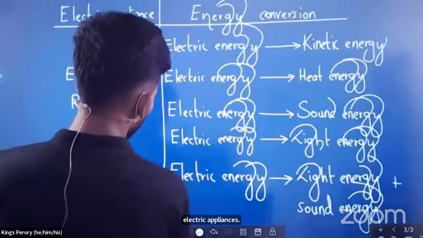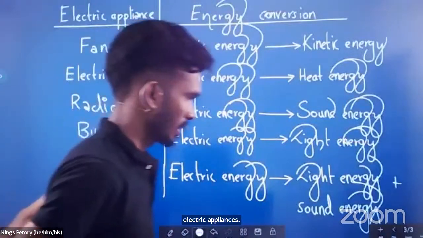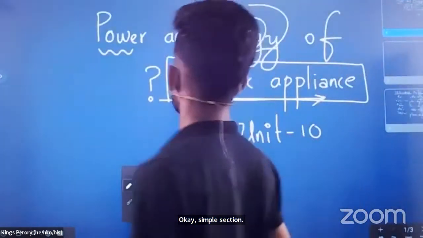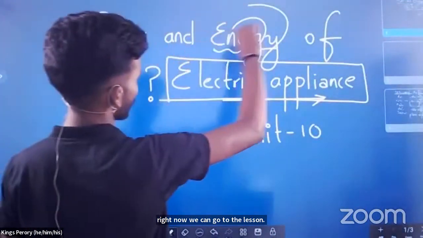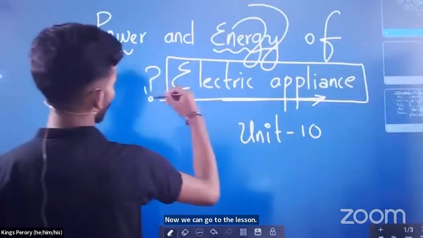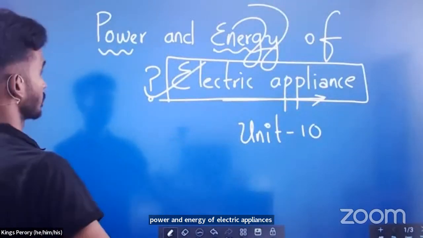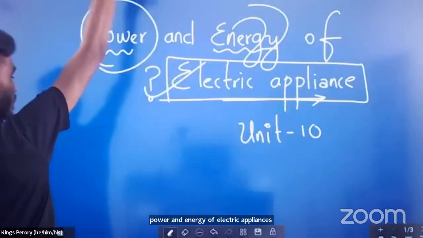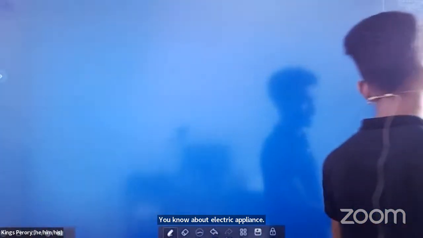Okay, simple section. Now we can go to the lesson: power and energy of electric appliances. You know about electric appliances. Now go into the power section.